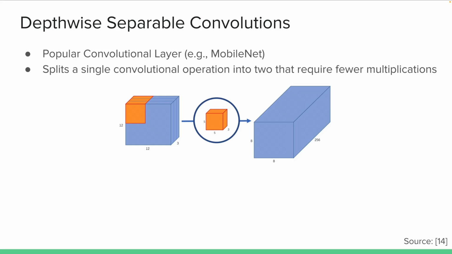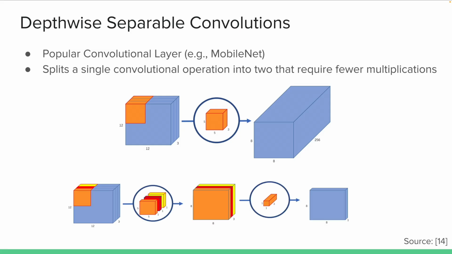Now what the depthwise separable convolutions do is they split this one operation into two. First, you run a 5 by 5 by 1 kernel for each depth layer that you have. So you see the orange, the red, and the yellow ones. You perform these operations and you obtain 3 independent feature maps.